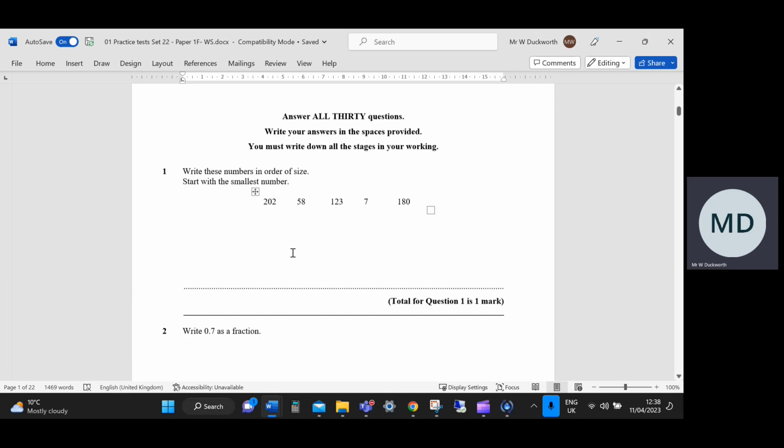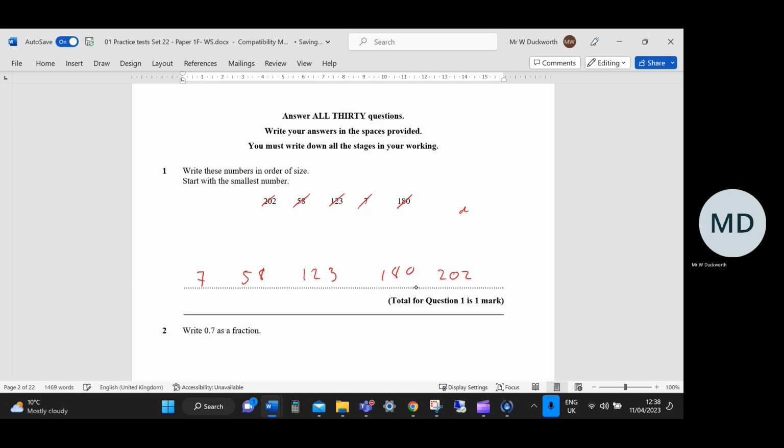Let's kick off with question 1 then. Write these numbers in order of size, starting with the smallest. Okay, let's make a start on that. Our smallest number here is 7. Our next smallest number is 58. We've then got 123, 180, followed by 202. Commas in between them, and we're good to go.